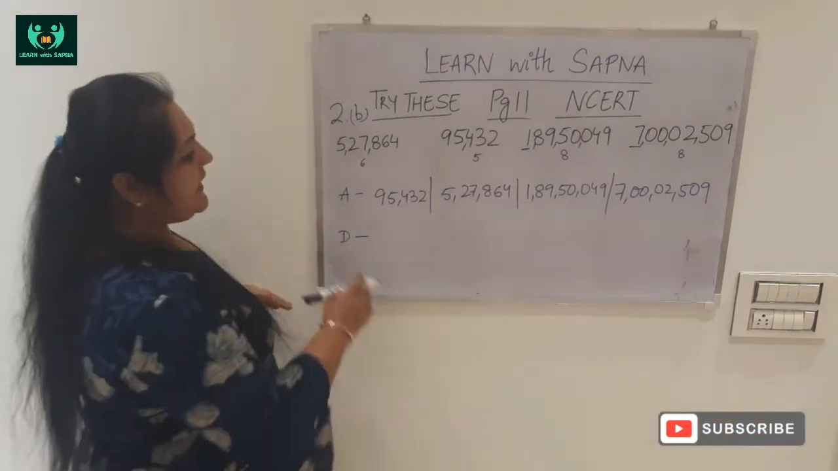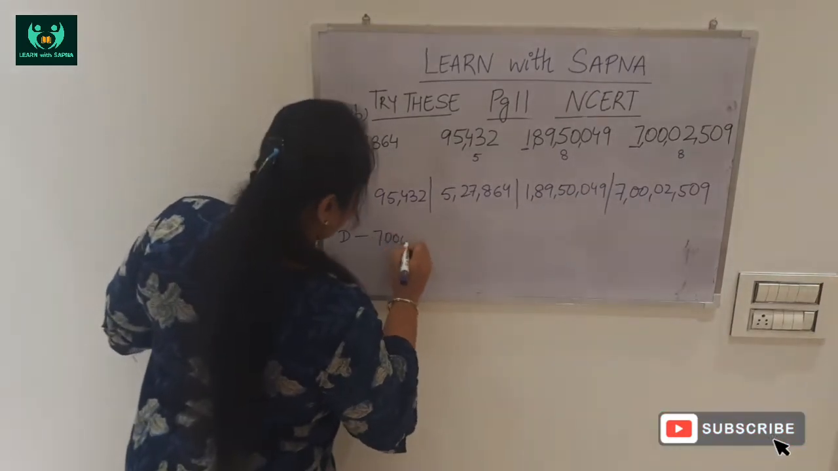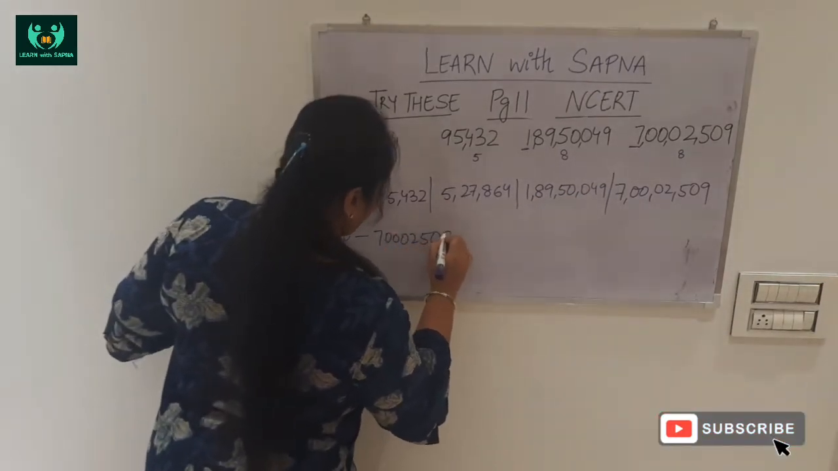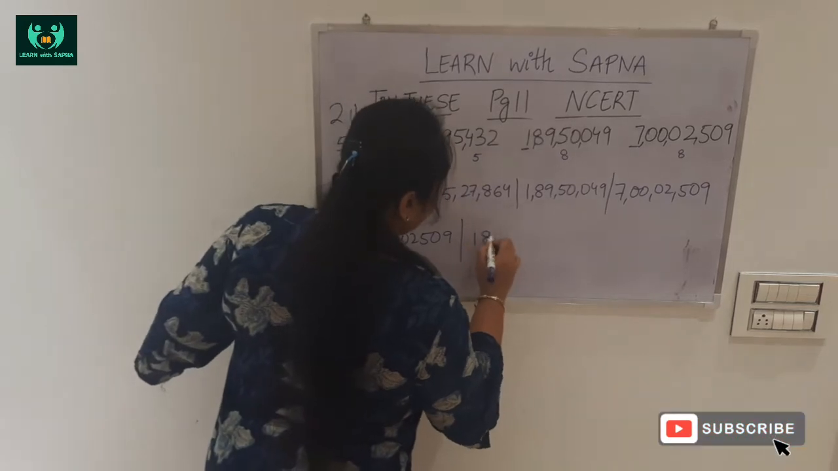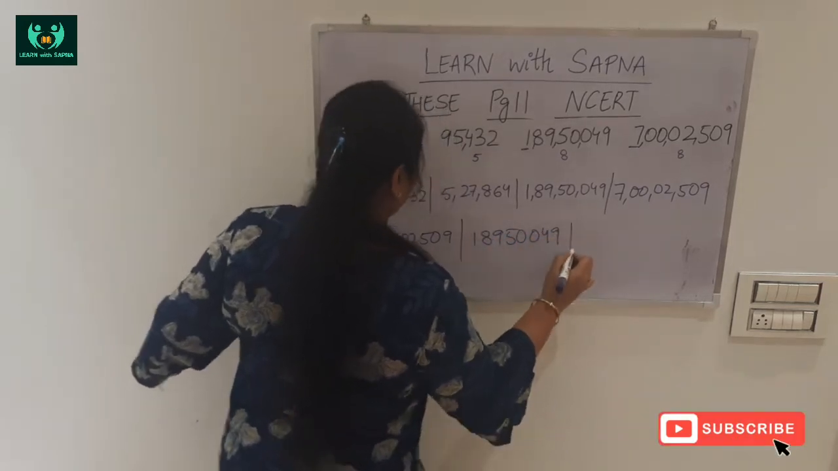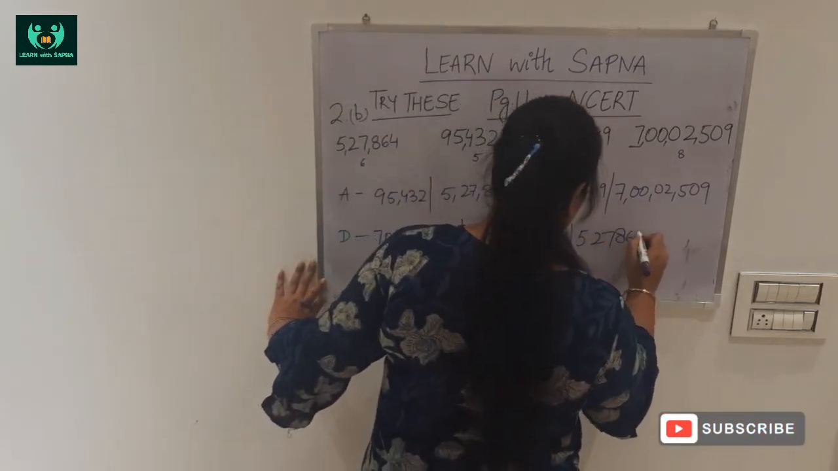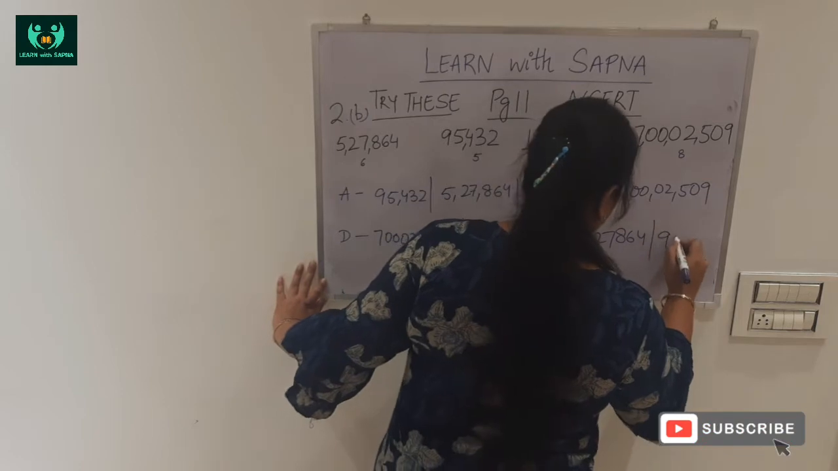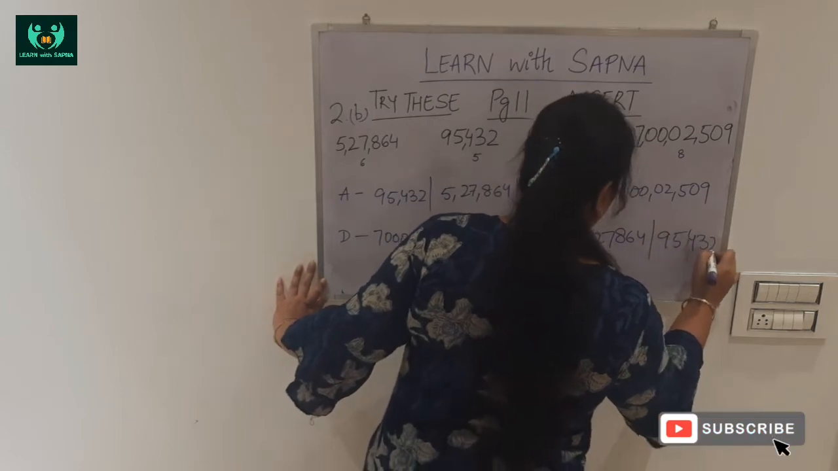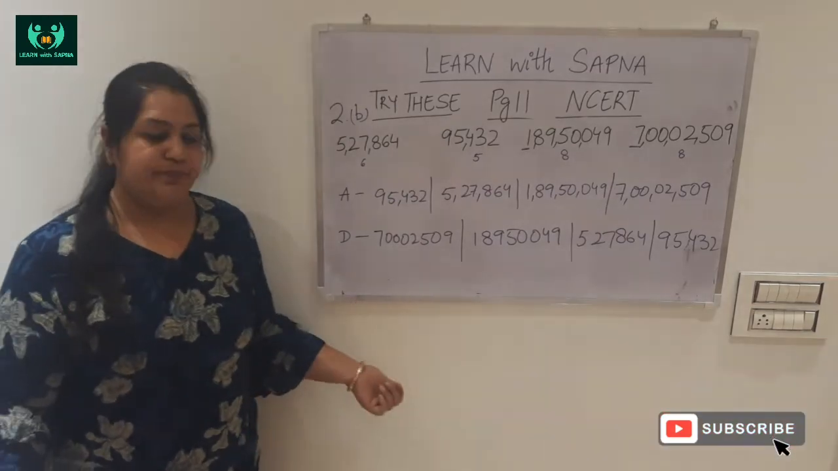We'll write it in reverse. That will be the descending order. Highest number first, then second highest, then the smaller number, the 6-digit one, and then the smallest number, 95,432.